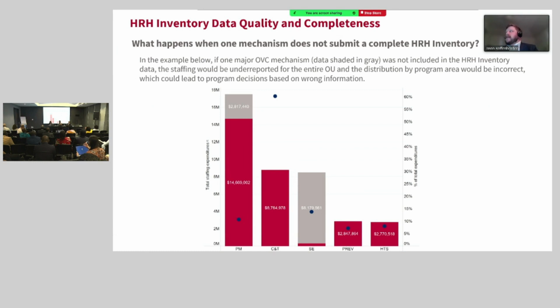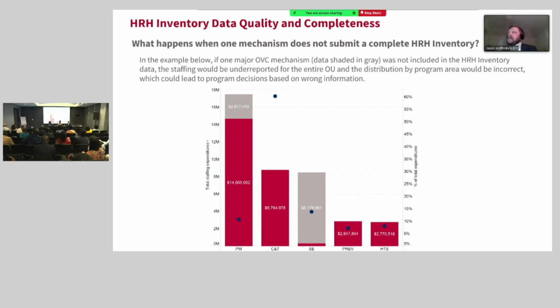So what happens if one mechanism is missing from the HRH inventory data set? If you look at the bar chart below, this is real data, and we just highlighted one large OVC mechanism, or one mechanism primarily working with orphans and vulnerable children. You can see that if it was excluded or underreported, we would have the group we're seeing, the staffing expenditures as the bar charts, but across program areas.